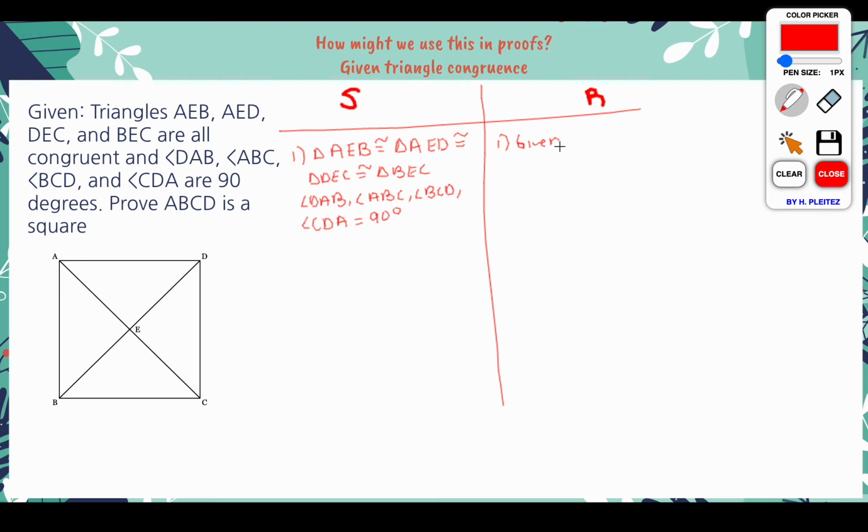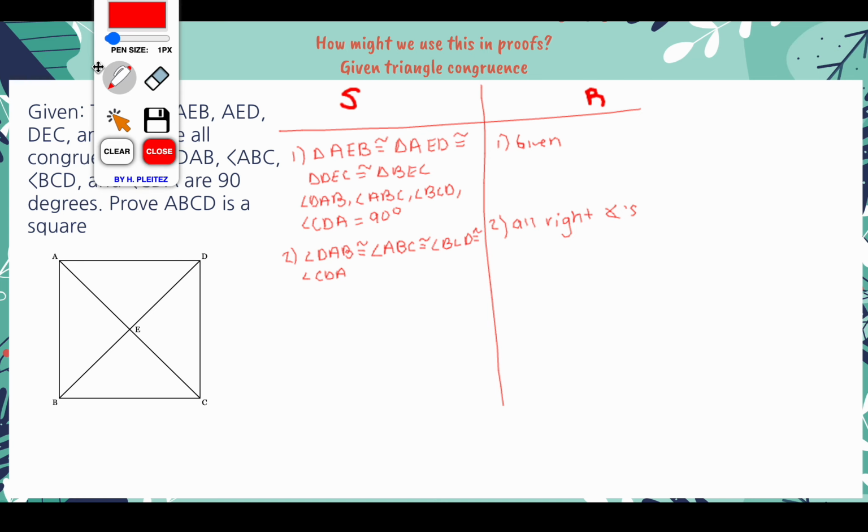Okay, now again, our first route was to try to use CPCTC to help us get somewhere, but before we do that, I'm going to just cover all of our tracks here. They're giving us that all 4 of those angles are 90 degrees, but it doesn't necessarily say that they're congruent. So just to cover our tracks and make sure we're all good, I'm going to go ahead and actually state that. So angle DAB is congruent to angle ABC, is congruent to angle BCD, is congruent to angle CDA. And our reason there is all right angles are congruent, just to cover our tracks there.